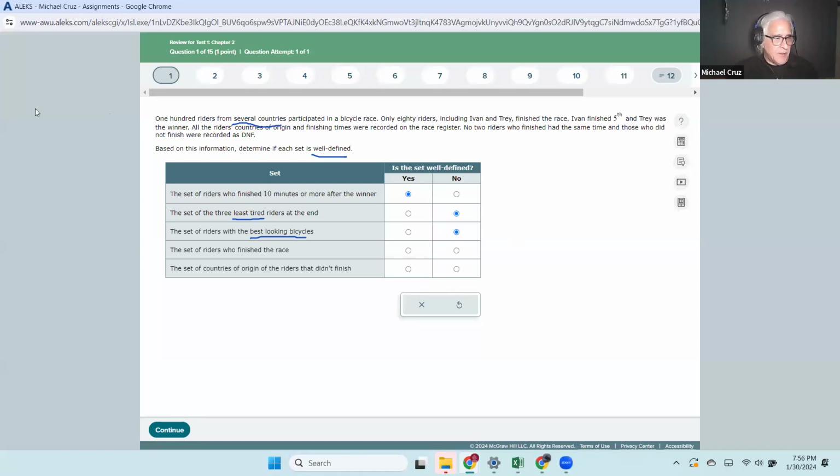The set of riders who finished the race. Yeah, they've got all 80 riders' times, unless they didn't finish and it's listed as DNF. So, yes.